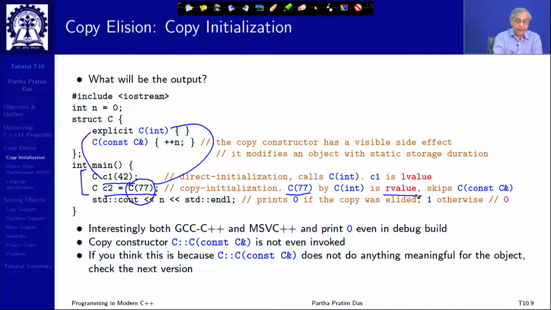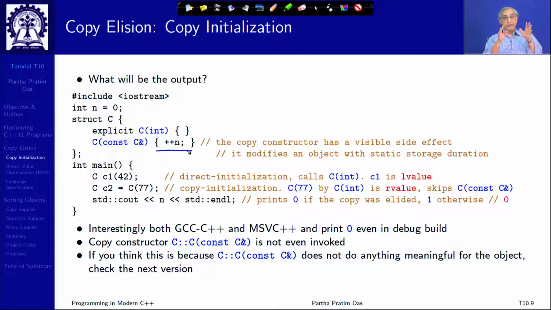The interesting thing is, if you actually execute this program to test whether the copy constructor is getting invoked, or how many times it is getting invoked, we are incrementing n every time it is invoked, and at the end we print n. Now, if you execute this program, irrespective of whether you do that in GCC or in Microsoft Visual C++, whether you do it in release build or in debug build, it will always print 0.